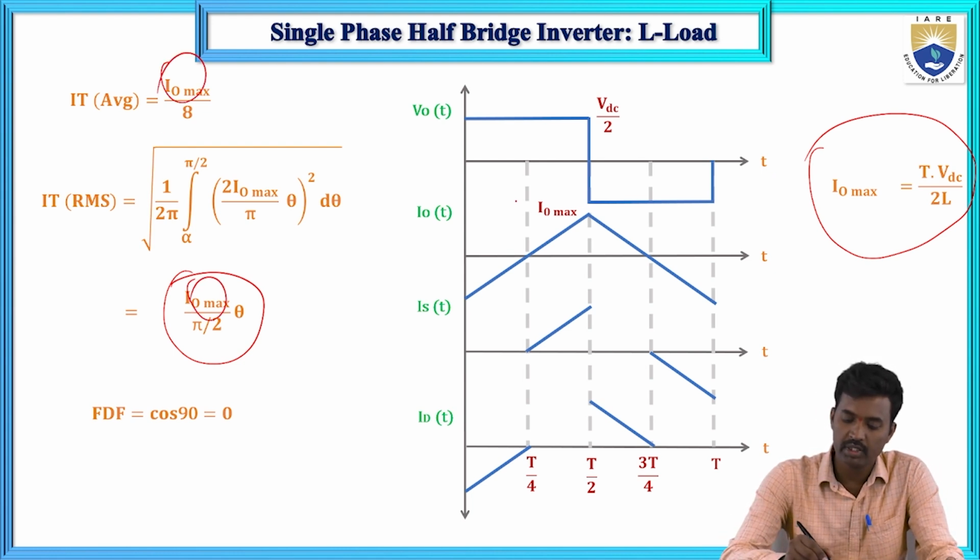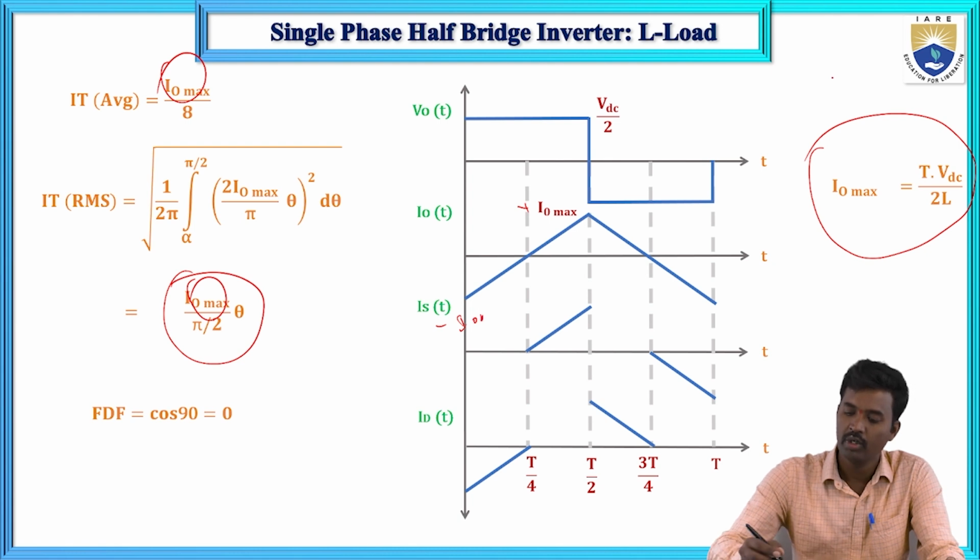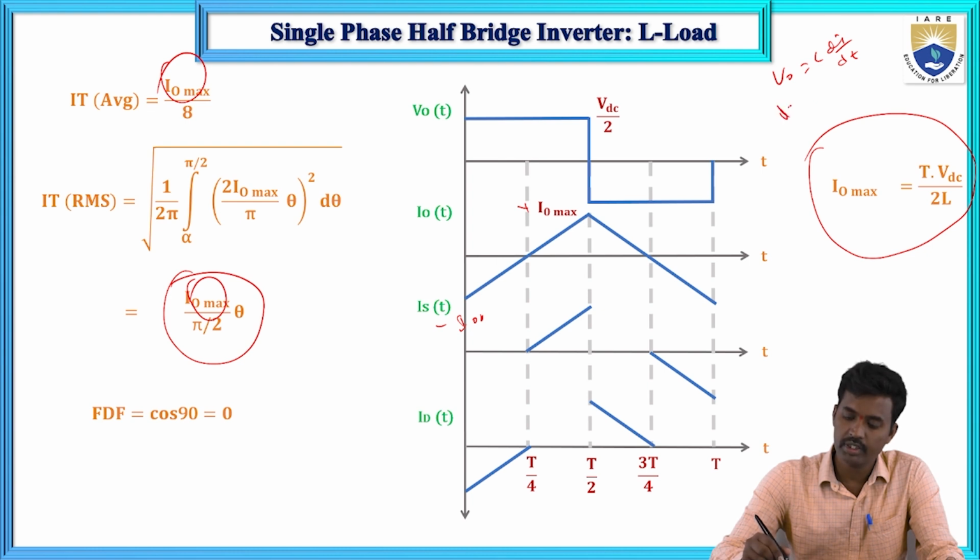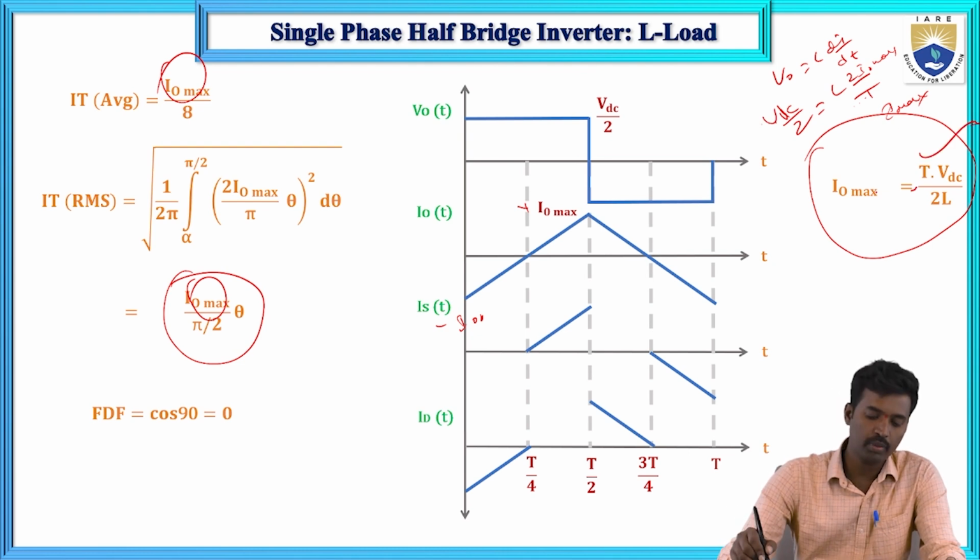Now how will we calculate the I naught maximum? This is plus I naught maximum, this is minus I naught maximum. V naught equals L di by dt, which means that is VDC by 2. So that equals L into, from minus I naught maximum to I naught maximum, over the time duration t. So I naught maximum equals T into VDC by 2L. This is the formula, substitute in this.